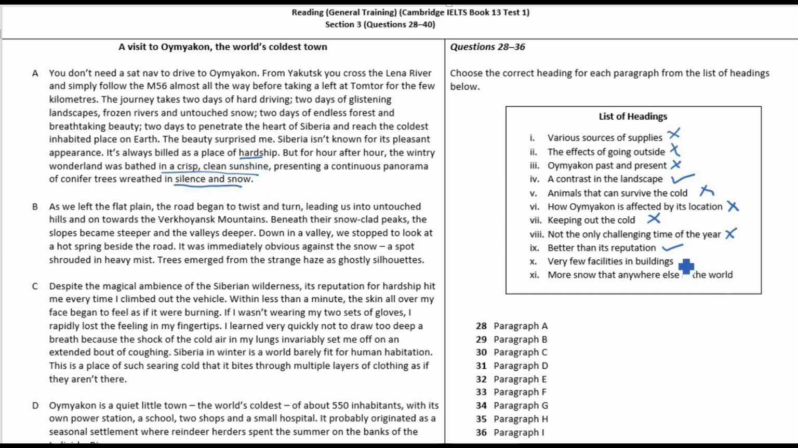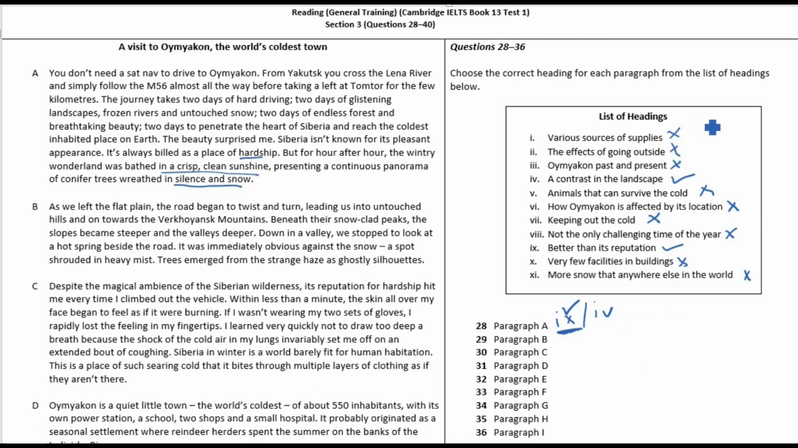Very few facilities in buildings, no. More snow than anywhere else in the world, no. I think the answer is 9th, but I'm a little confused between 9th and 4th. If I'm unsure, what I do is I write my preferred answer in my question paper. Obviously, in my answer sheet, I won't be writing 2 answers. But because I'm a little unsure, I won't be crossing out any of the options.